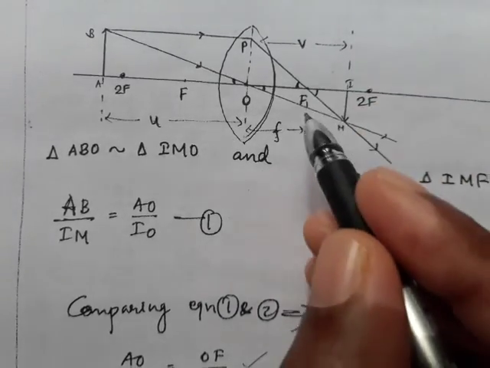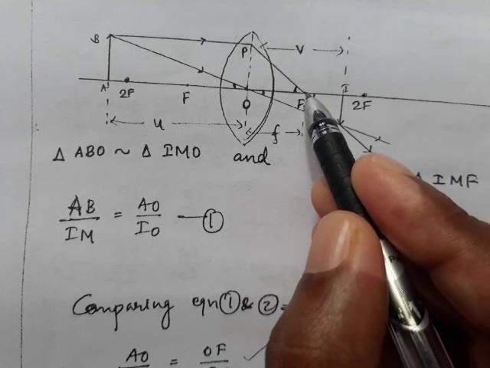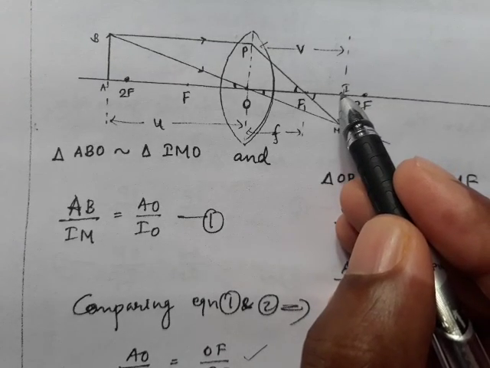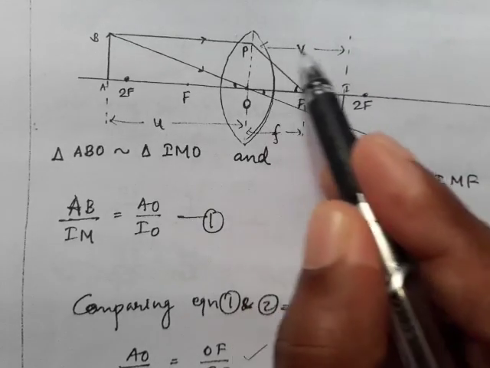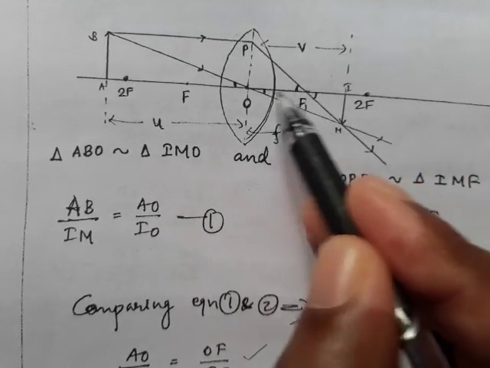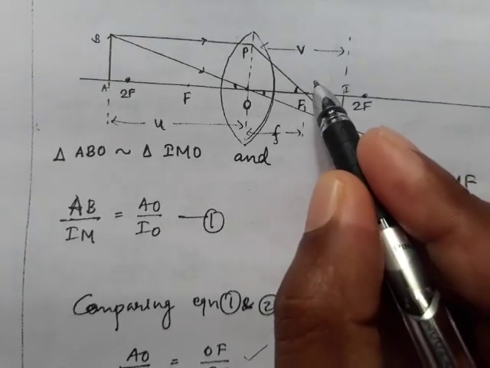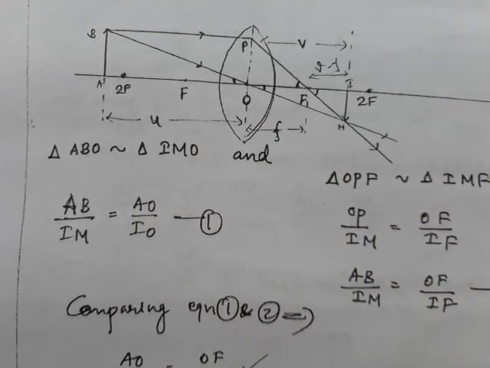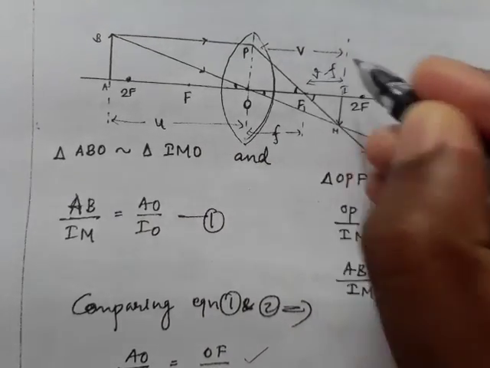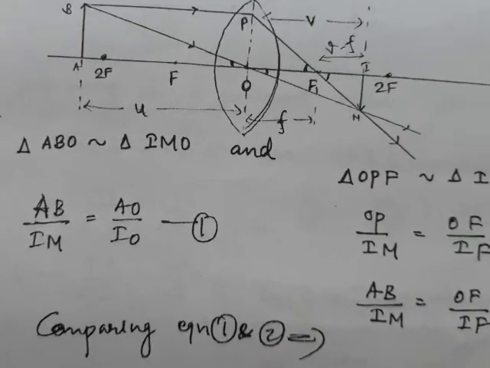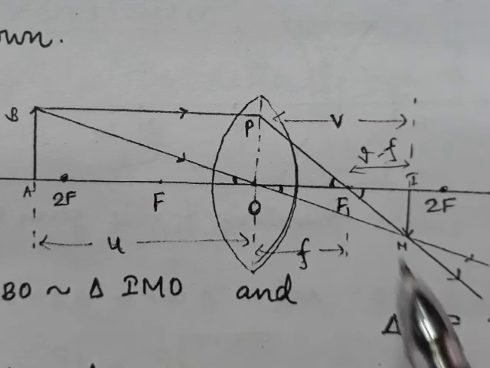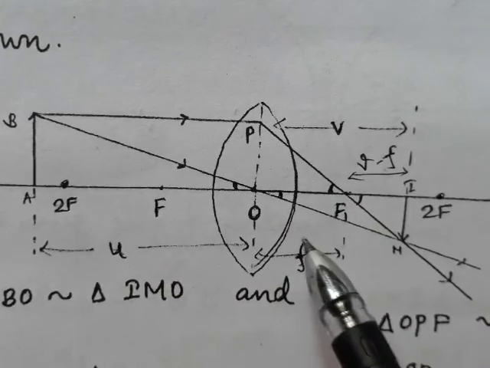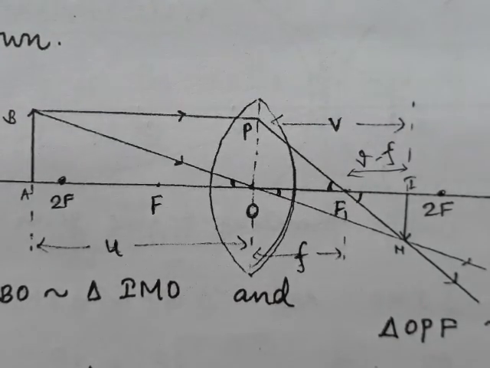This term IF is the distance between this principal focus and the image. How we can write IF is, this full length is V and this length up to here is F. So the remaining length is V minus F. So from here, this one alone you check. This distance IF is the full length V minus this length F, so we get V minus F.